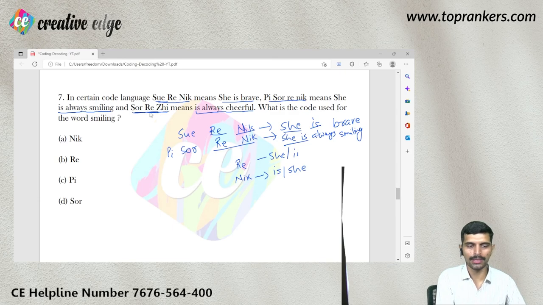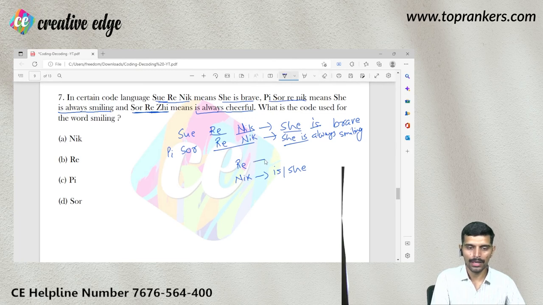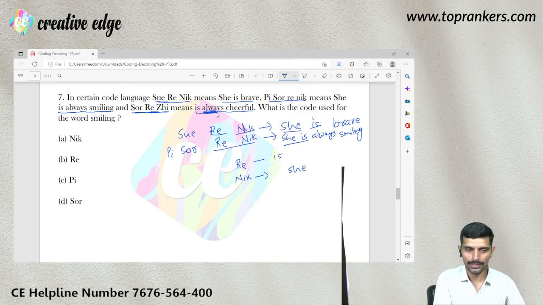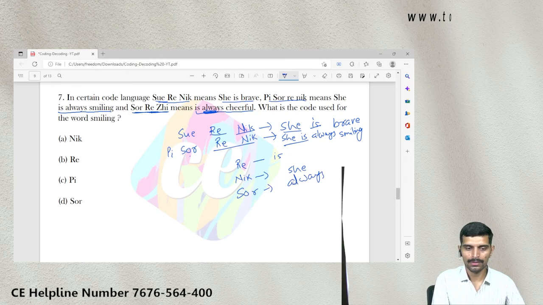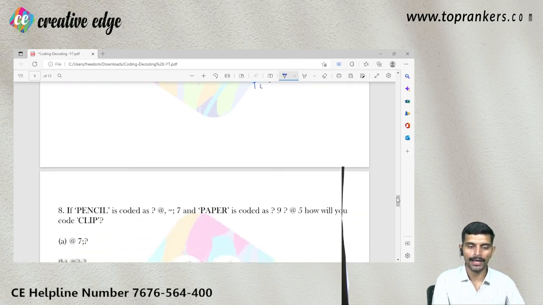And as soon as I see this third line, re is always cheerful. So re represents is. So this is how we can decode. RE represents is, that means NIK represents she. All right, then she is always smiling. We have always common in this third one, and it says SOR. So SOR represents always. So PI should represent smiling, and this is what is asked. Smiling is represented by which word? So it has to be pi.